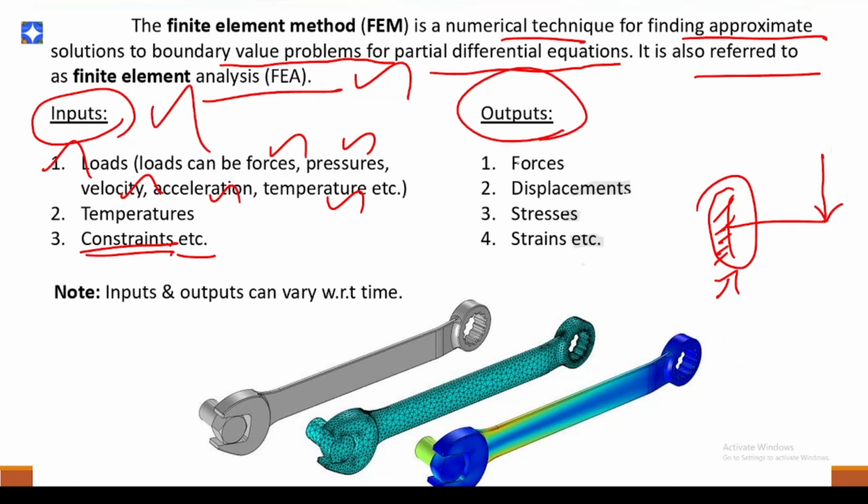Then on the output side, you will mostly be finding the stresses, strains, and deflections. Deflections will also fall under the same category of displacement as the CAE software considers it, and you might also see some internal forces which are acting. Then input and output may also vary with respect to time depending upon what type of application you are analyzing.